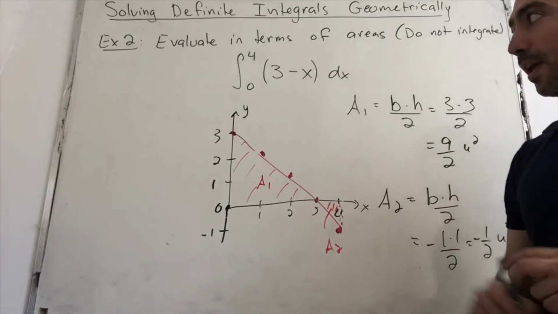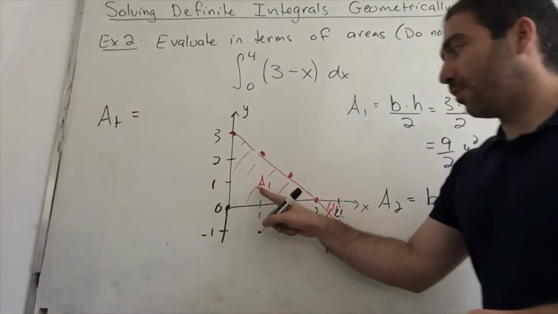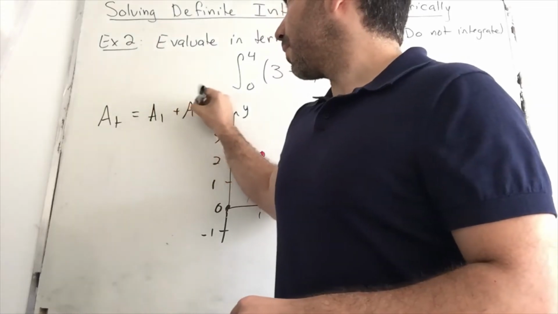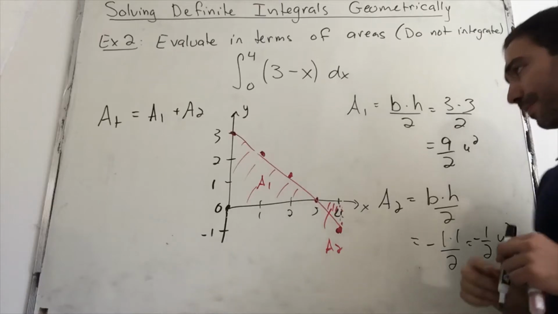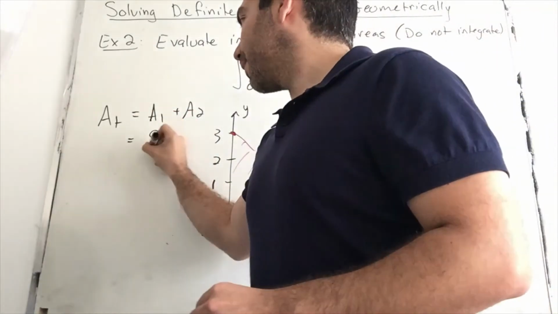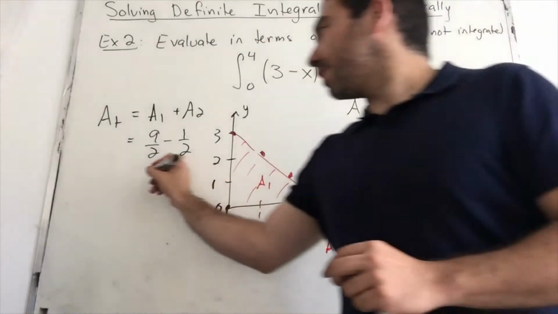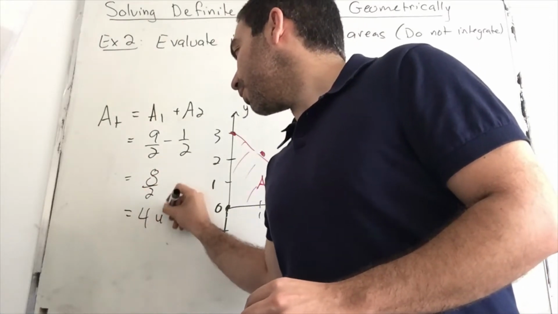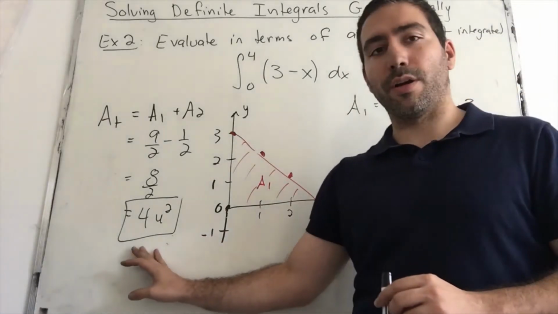Okay. And now the final answer, we want A total. The total area is equal to A1 plus A2. Or if you want, you could have done A1 minus A2 and keep A2 to be negative. And that gives us 9/2, so it depends how you think of it, minus 1/2. Okay. This gives us 8/2, which is a final answer of 4 units squared. So the area under the curve, the net area, is 4 units squared.